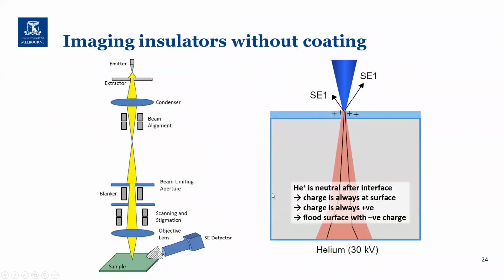So we do that by scanning the beam across and we generate that positive charge, but now we introduce into the experiment an electron flood gun. And what we do is we point that electron flood gun at the area that we are scanning with the helium beam, and we give the surface some negative charge. And through some instrument parameters, we balance the negative charge with the positive charge to neutralize the surface and allow us to image insulators without that coating.